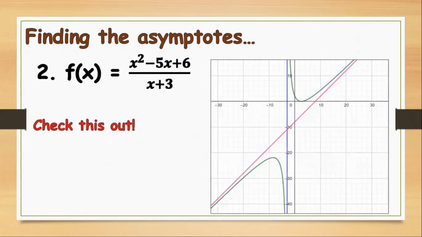Let's try to check the graph. This pink line here is y equals x minus 8. This is really our slant asymptote. And also, the vertical asymptote is x equals negative 3, this blue one. It means that finding the vertical and horizontal asymptotes will guide you in graphing your rational functions.